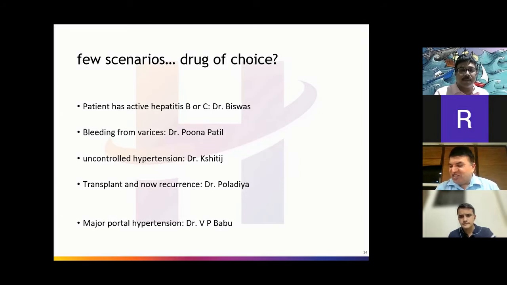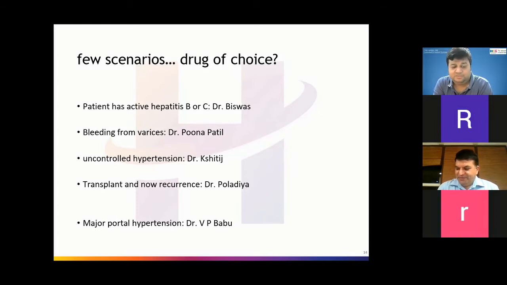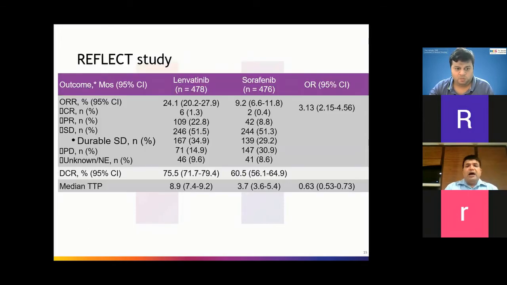But Viraj. In the REFLECT study, portal vein invasion of more than 50% was not taken in the trial. So lenvatinib causes more hepatotoxicity in these patients. Absolutely right. There was more hepatic encephalopathy noticed in the REFLECT trial, especially when lenvatinib was used. And in fact, this is one of the relative contraindications where you should not use lenvatinib.